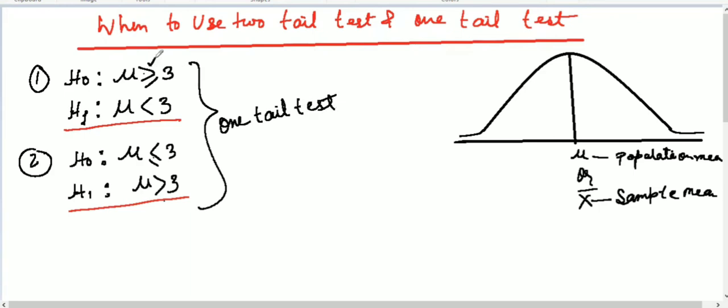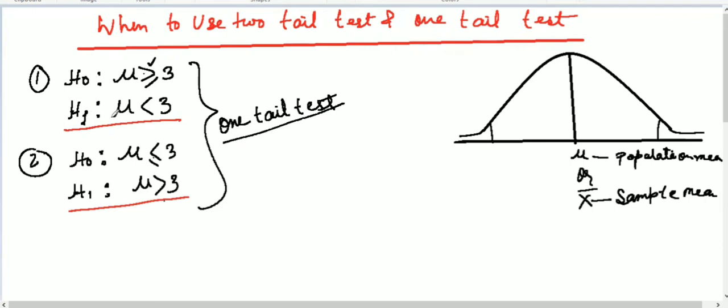So if you see the sign greater than or less than, you are going to use a one tail test. But one tail test means either left tail or right tail, so you have to decide from the alternate hypothesis. Are you going to use a left tail test or a right tail test? So see the first condition first. Always decide from the alternate hypothesis.